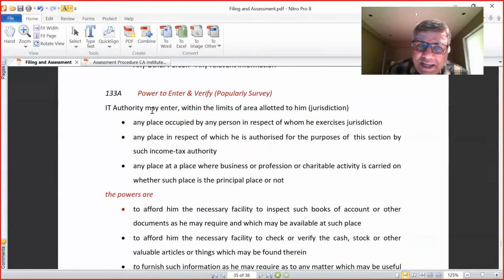An IT authority may enter, within the limits of area allotted to him, which is popularly known as jurisdiction, any place occupied by any person in respect of whom he exercises authority. Any place in respect of which he is authorized for the purpose of this section. Any place where business or profession or activity is carried on, whether such place is the main place or not.